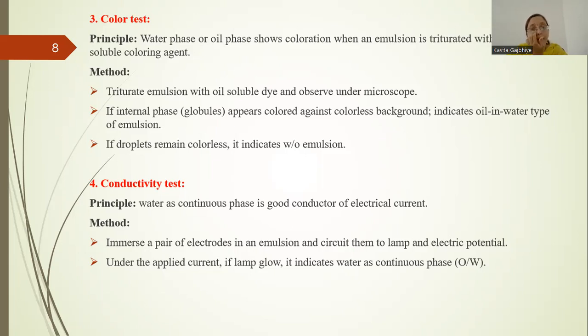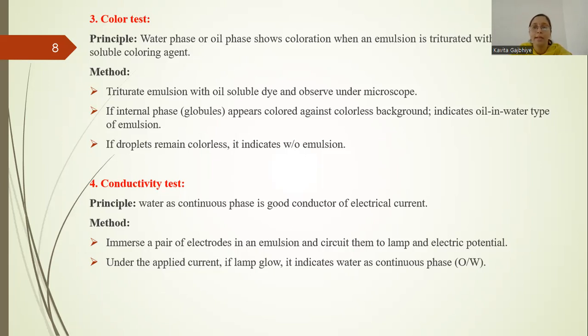Here we have said that if we triturate the emulsion with oil soluble dye, of course that coloring agent, whatever we are using, is soluble in oil. So it ultimately gives the color to the oil globules. That's why the emulsion is O by W type of emulsion. And if you are using, on the other hand, a water soluble dye, what will happen? It gives the color to the water droplets. In that case, your emulsion is W by O type of emulsion.